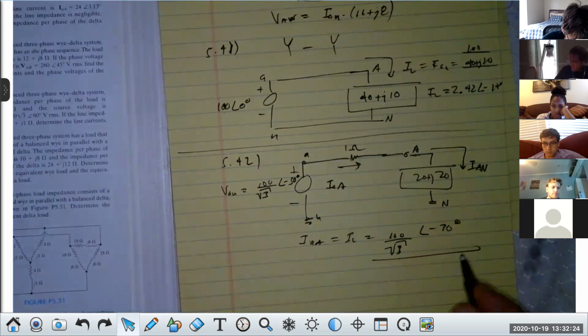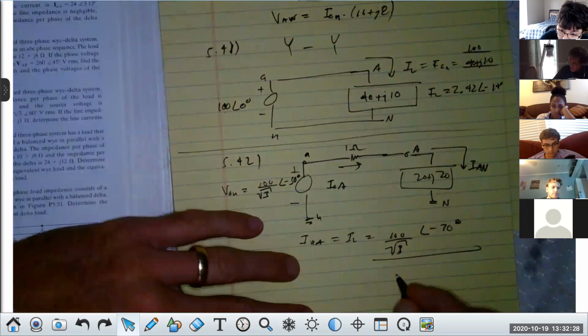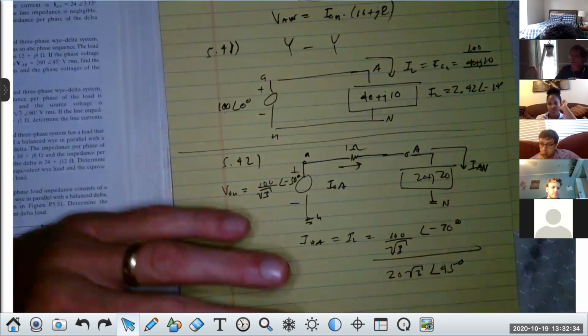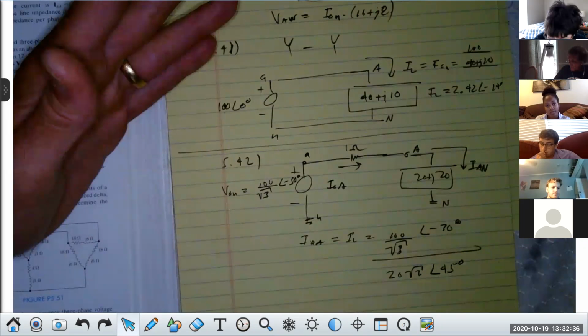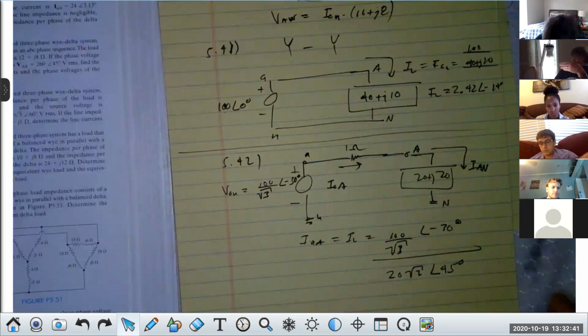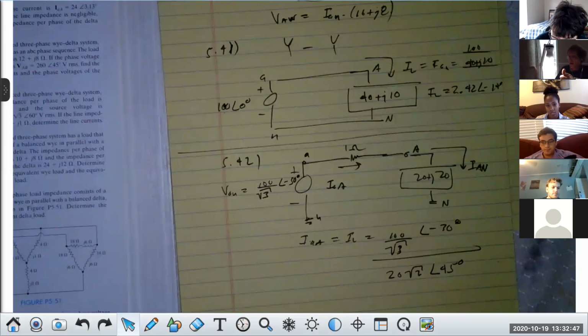Now I can tell you a trick. 20 plus J20, I know the magnitude of that is going to be 20 times square root of 2. And I know the angle is going to be 45 degrees by inspection. Do y'all agree with that? If we had 1 plus J1, magnitude of square root of 2, angle is 45, factor out the 20 and you get this to save time. Agreed, class?